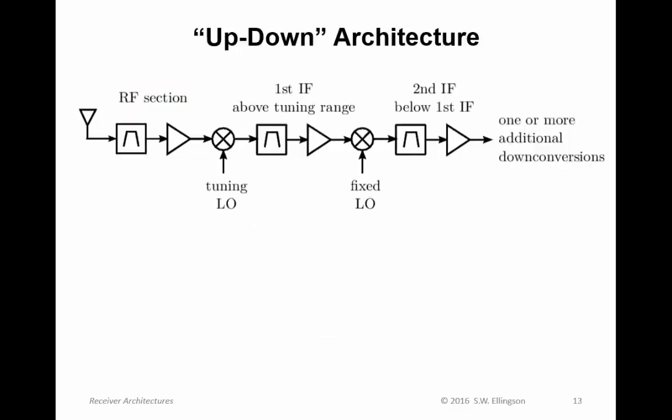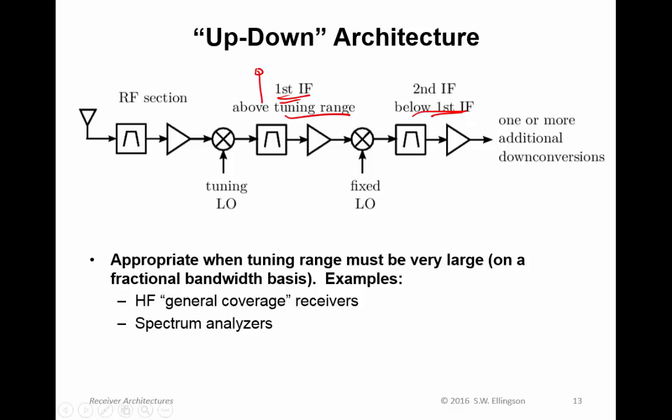Now, up-down architecture. In up-down architecture, the first IF is above the tuning range and the second IF is below the tuning range. This is appropriate when the tuning range must be very, very large, at least on a fractional bandwidth basis. So for example, HF general coverage receivers, a receiver which goes from 3 to 30 megahertz, require up-down architecture because there's no way to tune from 3 to 30 to some IF below 3 megahertz without a conflict in preselection or image rejection. Similarly, spectrum analyzers use up-down conversion.